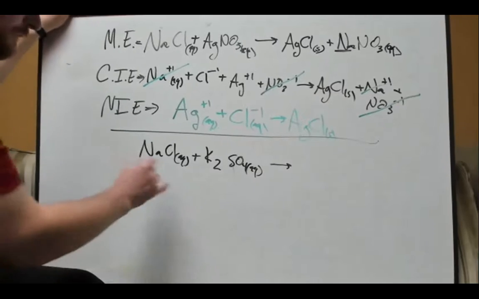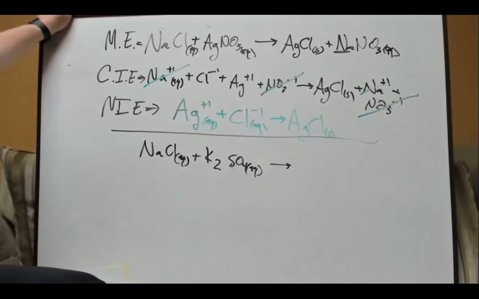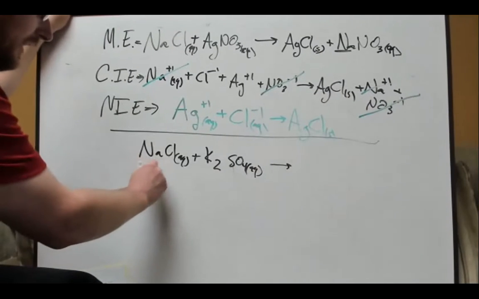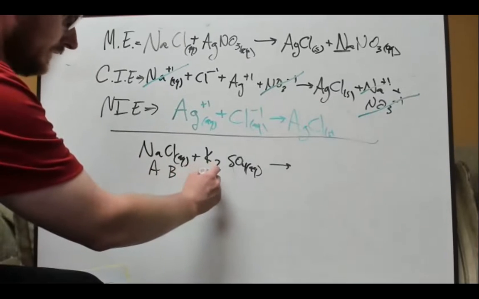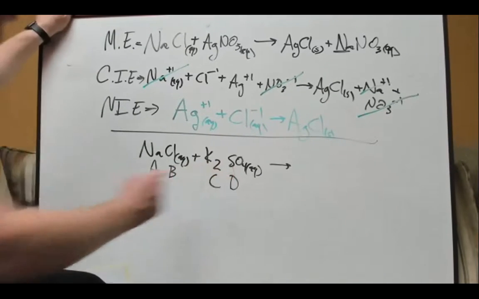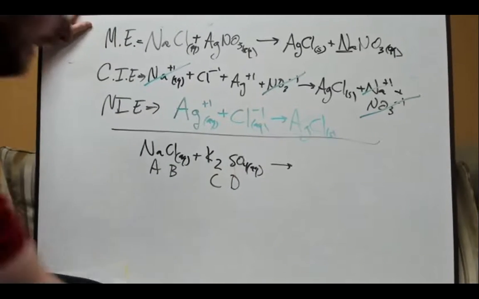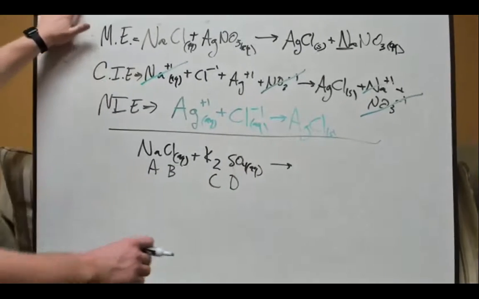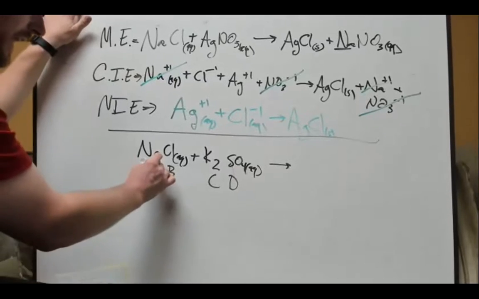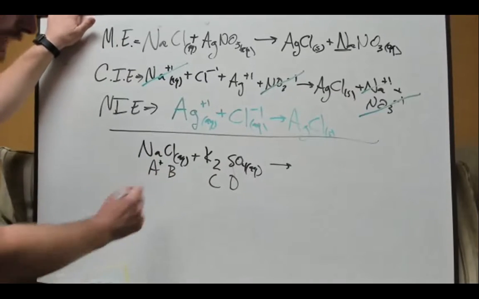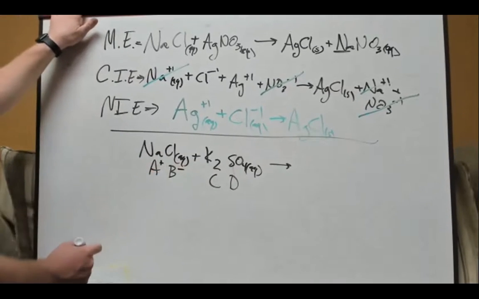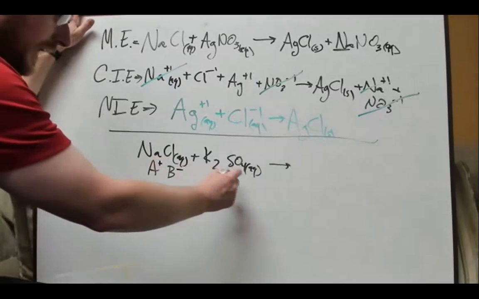Let's break this down in the simplest form. We have AB plus, we usually do CD. Now, A in this example, will it be a cation or an anion? We can go back to our complete ionic equation to answer that question. A is usually a cation, which means B is usually an anion. And then C, yep, cation, anion.